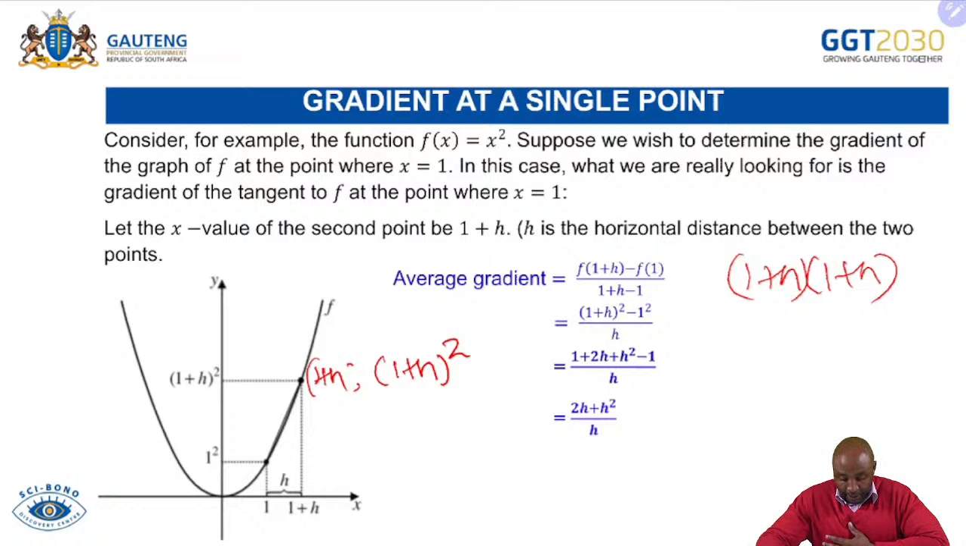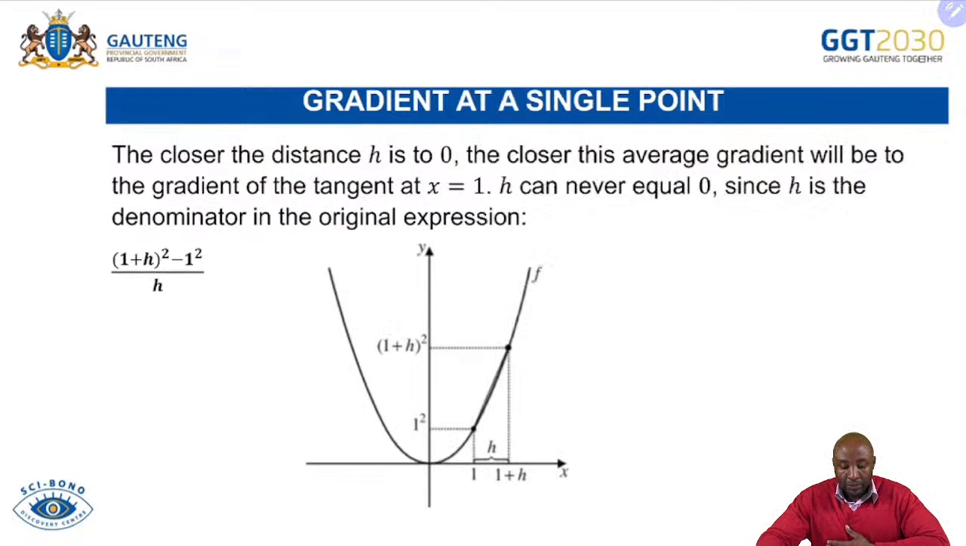From there on, there's something that we can do. If you look at h, we can factorize the numerator, and after factorizing the numerator, h on the numerator and h on the denominator will give us 1. We will need this concept as we move along. So we are able to say now the average gradient will be given by 2 plus h. But remember what we have said.